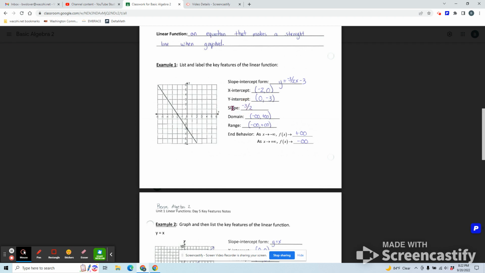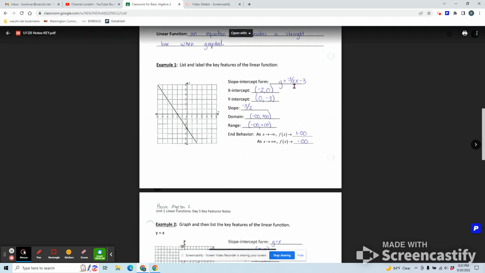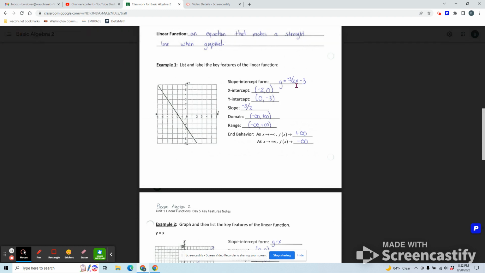Well, now that I know my slope, it makes it easier to figure out the slope-intercept form. Your slope-intercept form is y equals mx plus b. Well, I just found the slope. I know what the y-intercept is. I just have to write my equation. So y equals -3/2 x minus 3. That's my slope-intercept form.